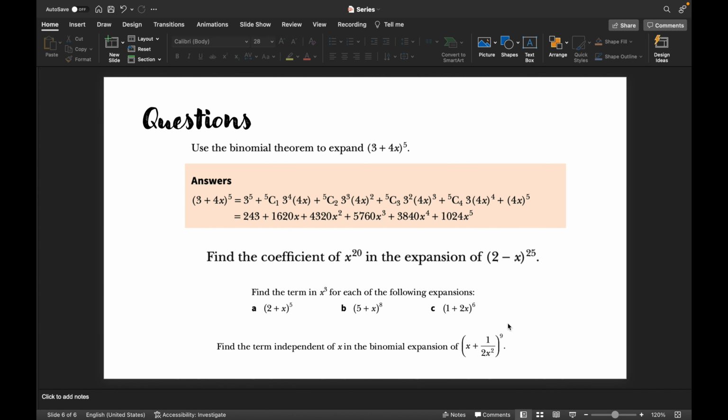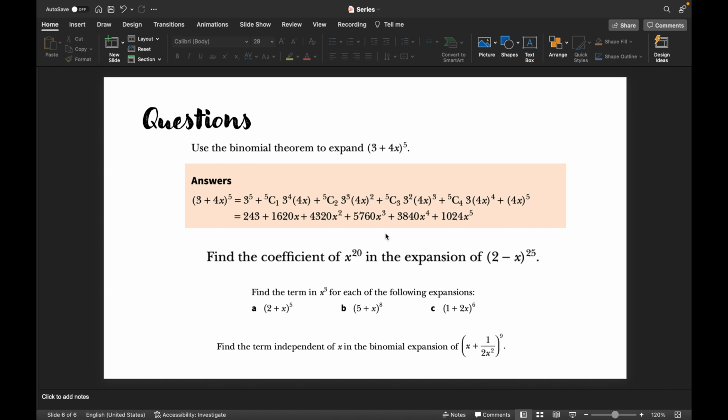I have selected some questions that will be seen in your paper. I'm pretty sure a question like this one or this one is going to come in the exam for sure. There's going to be at least one question that will ask you about the term independent of x, or you have to find a coefficient of a particular value. So this is what you're going to get in the exam. This question and this question are just for practice, but you're going to use the knowledge that you have learned by solving these questions to find the answer for a question like this or this.